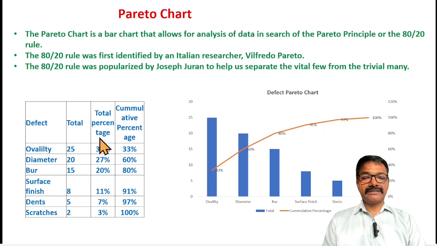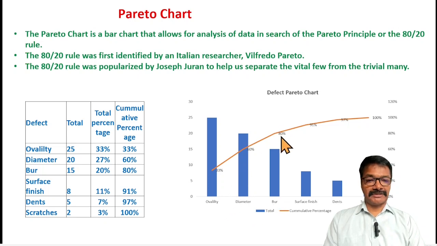So here you can see an example of the Pareto chart. Here defects are mentioned. Here the total quantity produced, rather the defective quantity, is mentioned. Then this is the percentage. This is the cumulative. So here you can see that ovality, diameter and burr are the major contributors. So they are contributing up to 80%. So what is a Pareto? They are saying these 80% of defects are produced by 20% of causes. So this is the 80-20 rule.